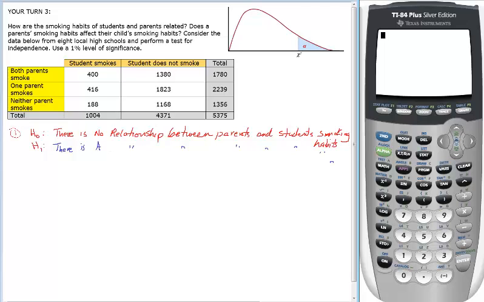Now step 2 is the level of significance, and that's already done for us. We don't have to worry about that. So alpha is 0.01. Step 3 is choose your test statistic. In this case, it's going to be a chi-square test of independence.